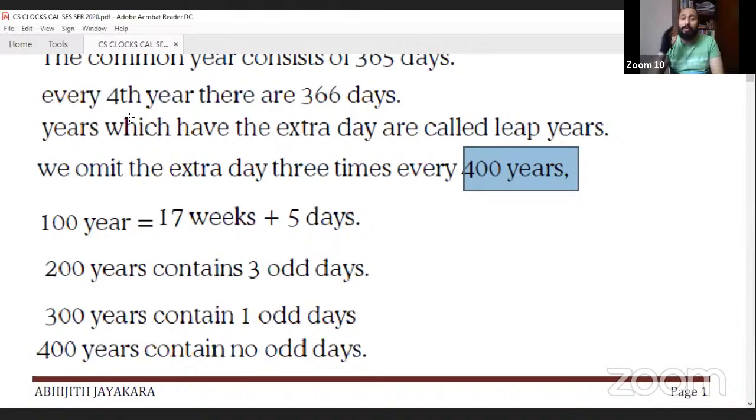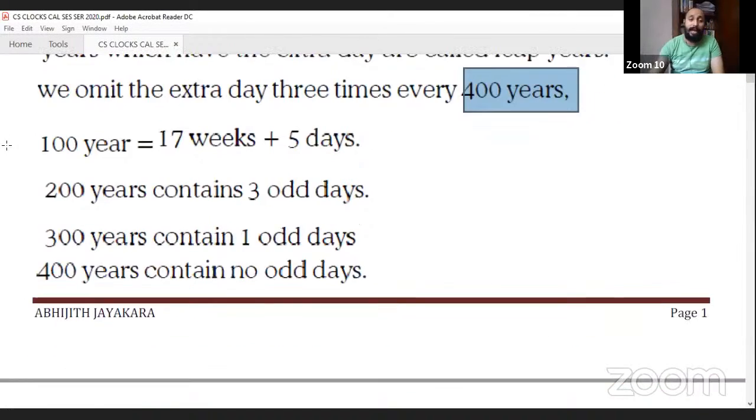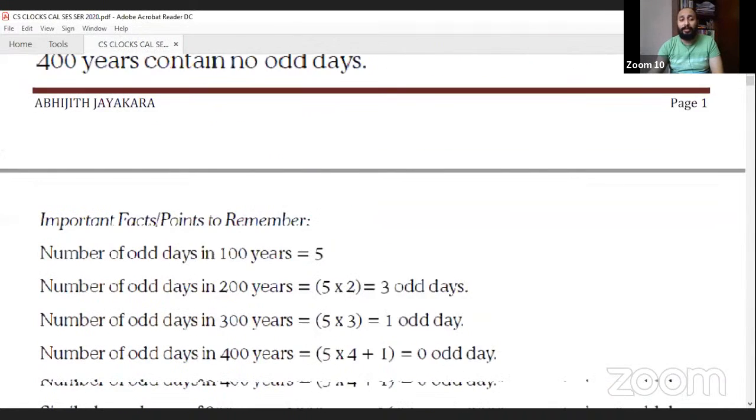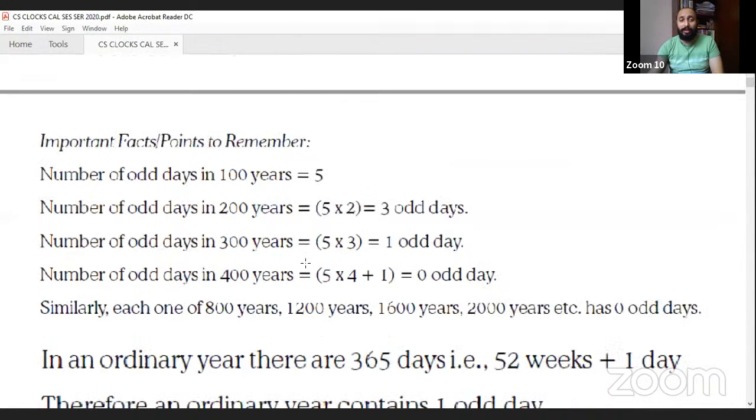For 1 or 2 questions, they would ask a medium or lower level question, not a very high level question. But understanding this will give you a full picture. So we had done an understanding here. You know how the number of odd days works. The number of odd days in 100 years is 5. Why 5? We have done that calculation.